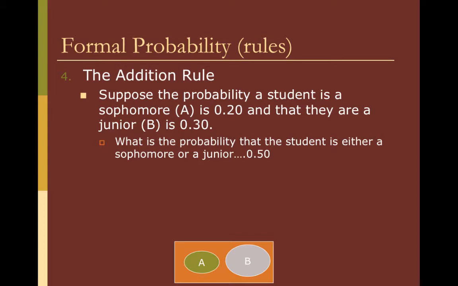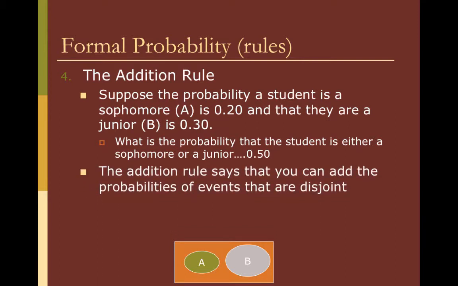What is the probability that the student is either a sophomore or a junior? In that case, we just add them and we get 50%. So what the addition rule says is that you can add the probabilities of events that are disjoint. So we need to identify what disjoint means. Disjoint means that they have no outcomes in common. This is also called mutually exclusive.